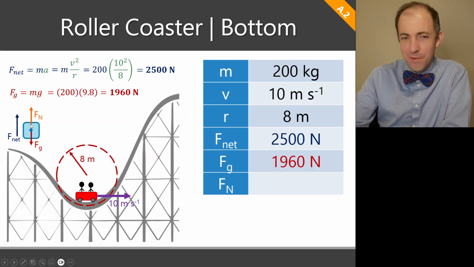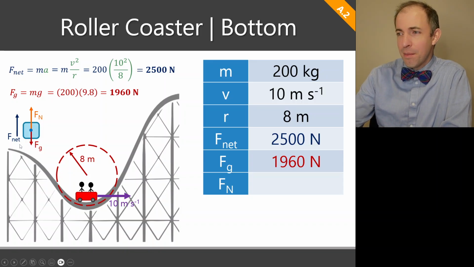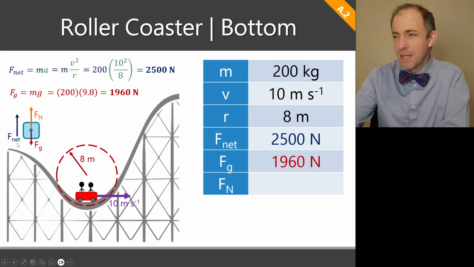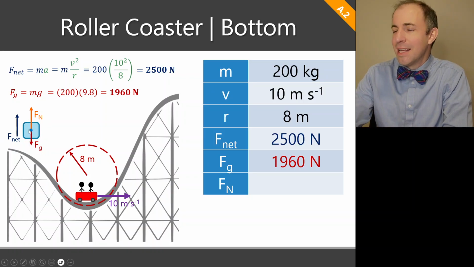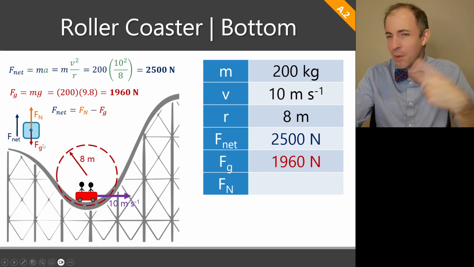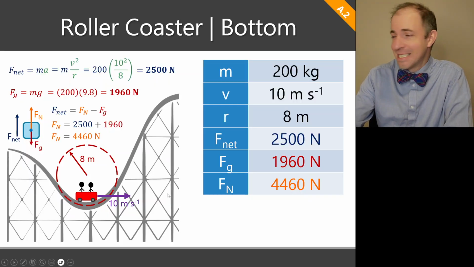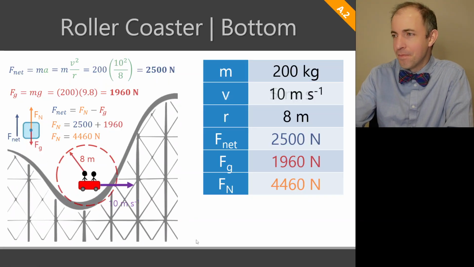Now, there is no equation for normal force, nothing that you're given, but you can use these numbers to figure it out. You know that the normal force has to be larger than the force of gravity because the net force is in that direction, and it needs to be bigger by the amount of the net force. So another way to say that is the net force is just Fn minus Fg, the bigger one minus the smaller one. I can plug in my numbers and rearrange. Fn is just Fnet plus Fg, and I find Fn is 4,460 newtons there on the bottom.